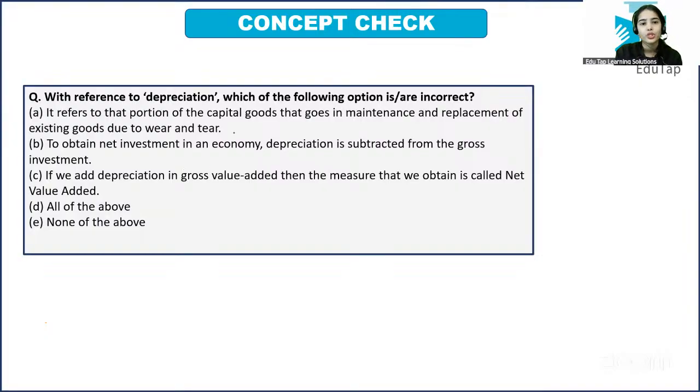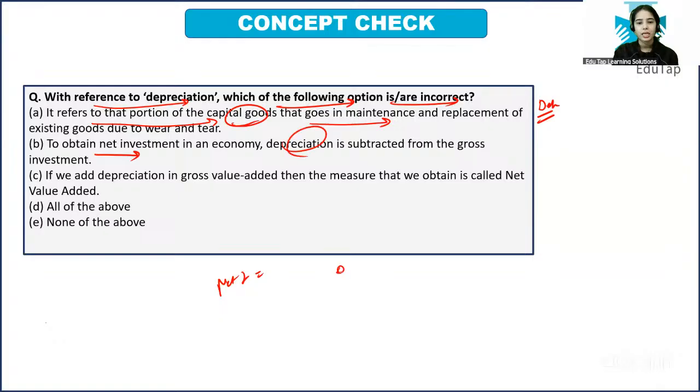With reference to depreciation, which of the following options is or are incorrect? It refers to the portion of the capital goods that goes in maintenance and replacement of existing goods due to wear and tear. So yes, that is depreciation. To obtain net investment, depreciation is subtracted from gross investment?